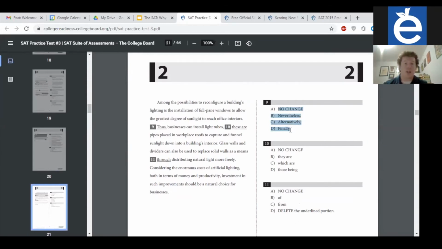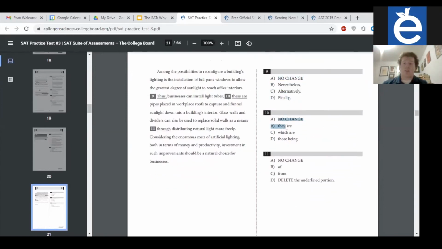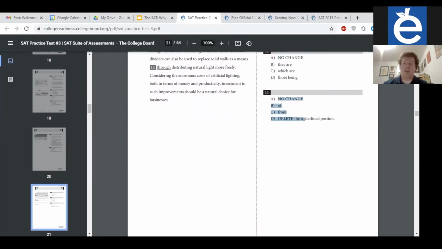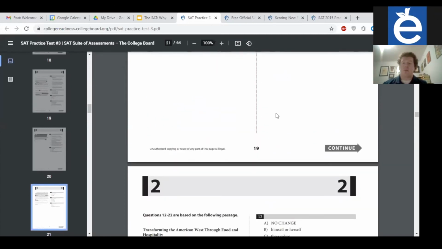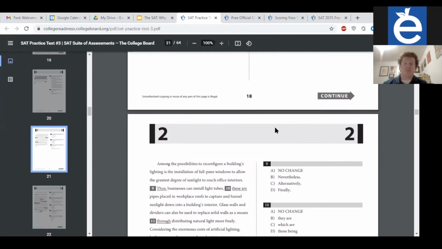So when we choose a transition, we have to look at the context and consider what is the idea before and the idea after, how are they related, and that's going to tell us the transition word to use. Okay, and then moving on to number 10, here we have appropriate usage, and then number 11, of, from, we're choosing the proper word for that one.